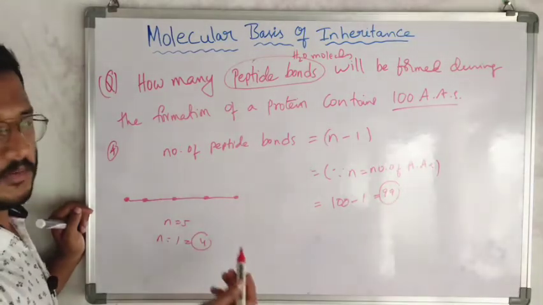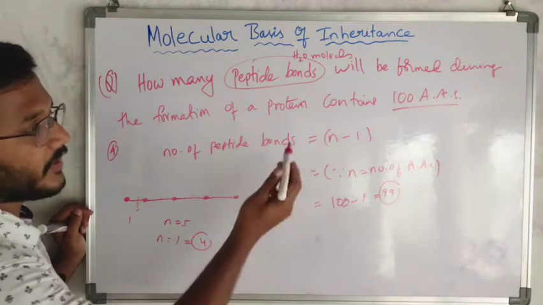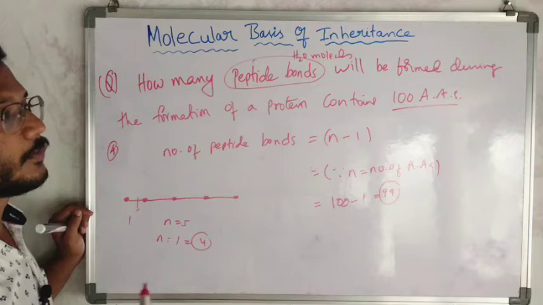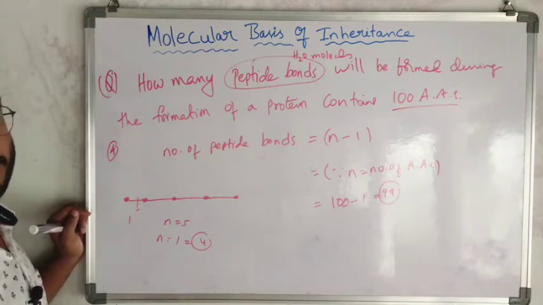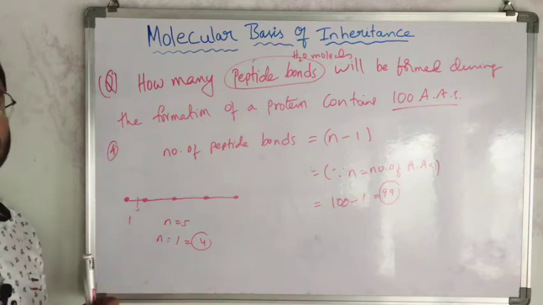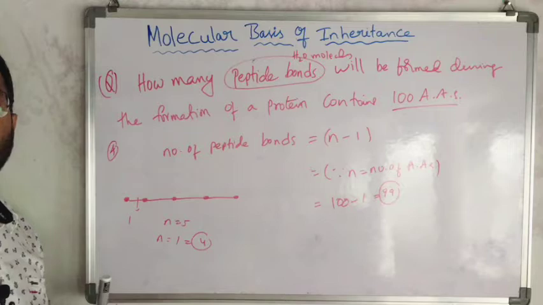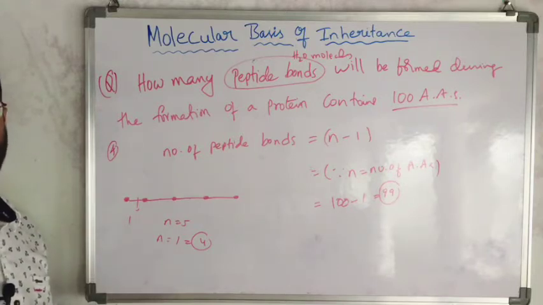Because it is the same formula: one peptide bond, one water molecule. So the same formula again, n minus 1, where n is equal to the number of amino acids. This is how, simply and without losing a mark, you can calculate the number of peptide bonds and the number of water molecules which are going to be released outside during the formation of a peptide bond.